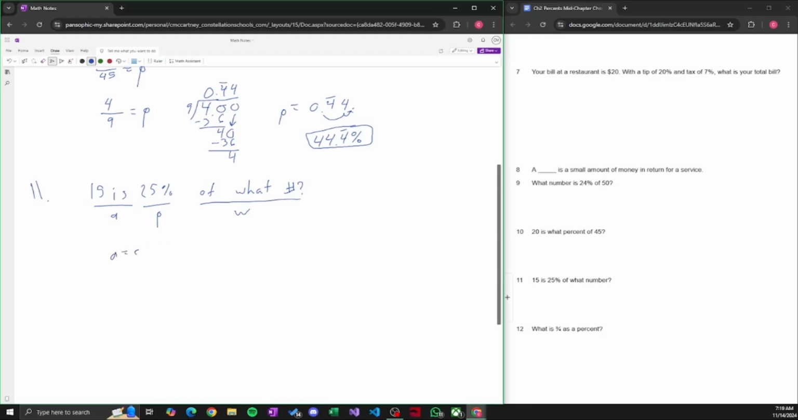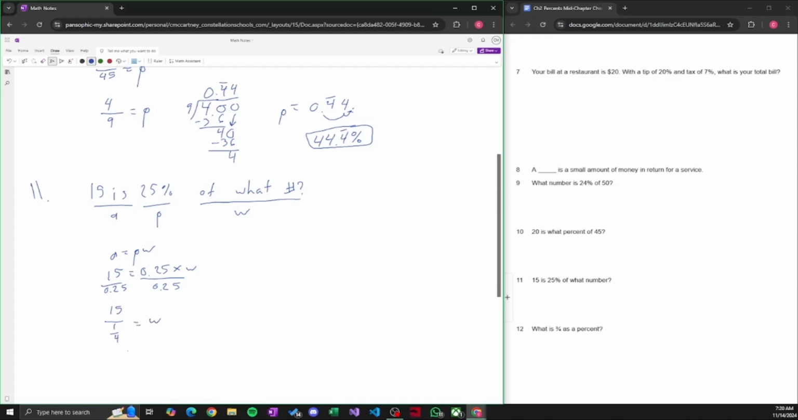So if A equals P times W, we know A is 15. Our percent is written there. We need to write it as a decimal, so we're going to move the decimal twice to the left, and we get 0.25. We're multiplying by W, except we don't know what W is yet, so we're going to leave it as a variable. We want to figure out W, so we're going to divide this side by 0.25. We're going to do the same on the other side, divide by 0.25. 15 divided by 0.25. We can make this easier on ourselves. We can say that this is 15 divided by 1/4, because we know that 0.25 is really 1/4 as a fraction.